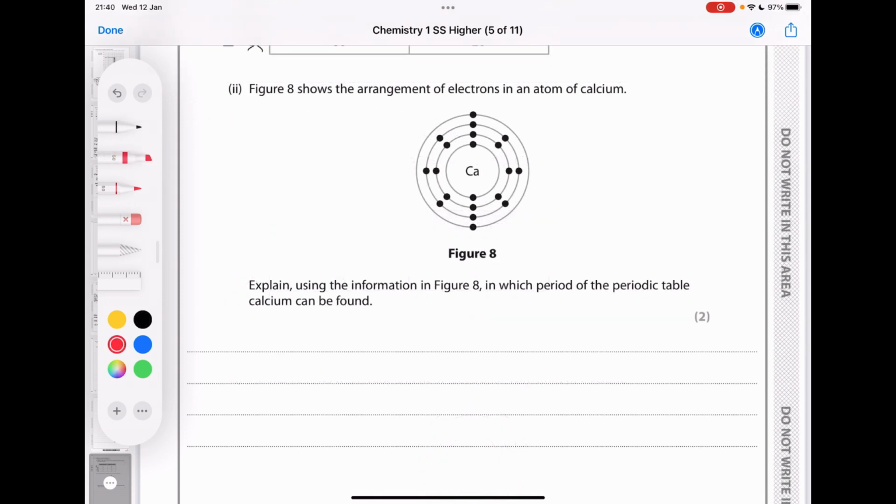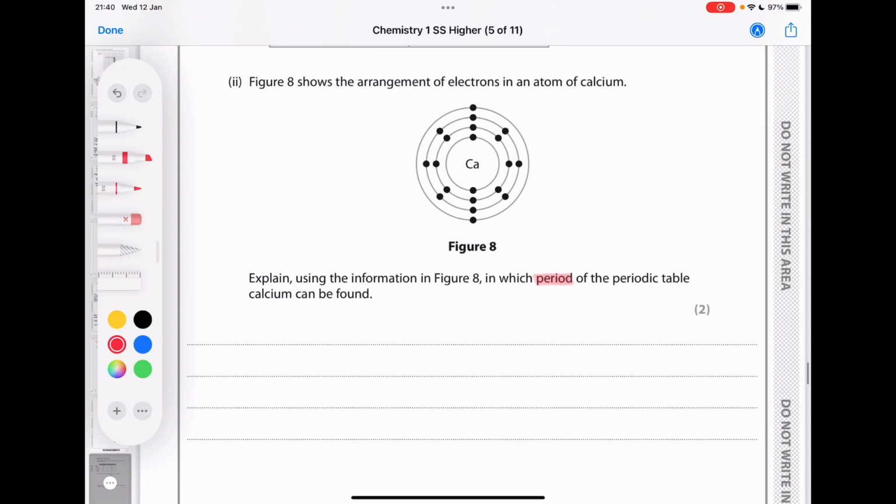Part 2 is about the periodic table structure. You were asked here for which period calcium is found in. Lots of people wrote stuff about calcium being in group 2 because it has 2 electrons in the outer shell. That is totally correct, but also not relevant. You were asked for which period calcium can be found in. The periods are the rows going across. Every new period has got another electron shell. Calcium has got 1, 2, 3, 4 electron shells, and therefore calcium is found in period 4.